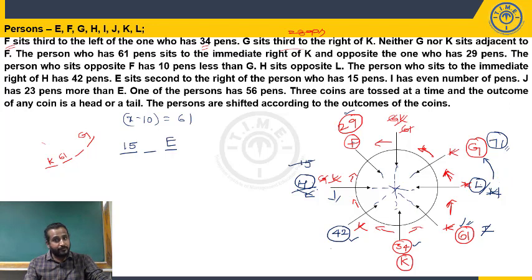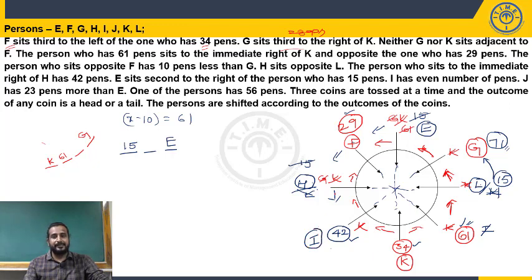71, but I need to check 15 here also. 15. Second right, first right, second right, we have H. So, 15 cannot be here. So, what is the only possible position? L has 15 pens. Second right, here will be whom? E. Clear? And earlier we thought one of these two positions must be given to I because I has an even number. So, the only possibility will be I here.